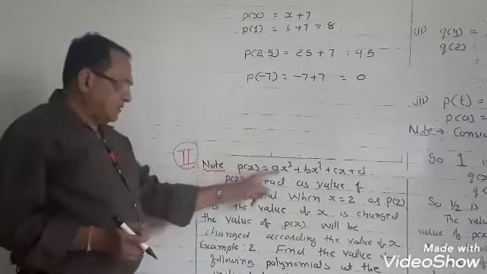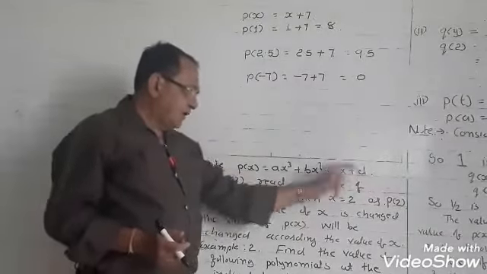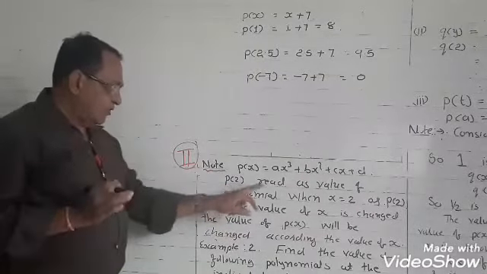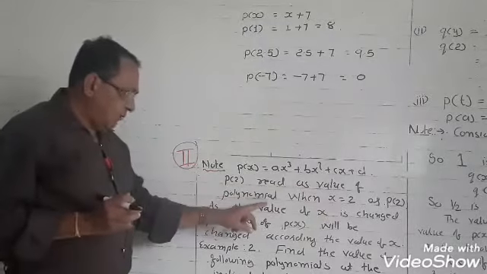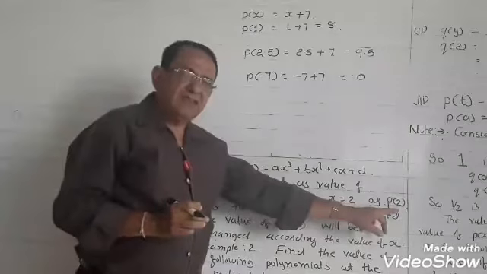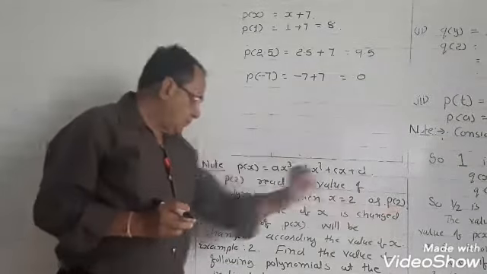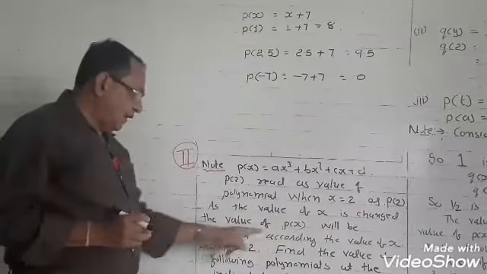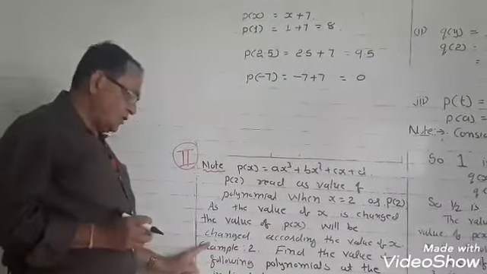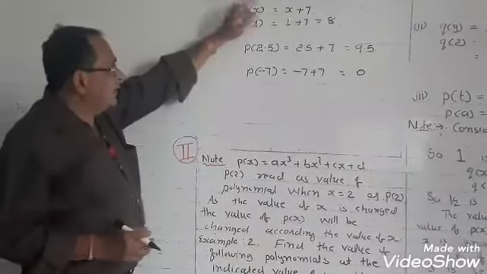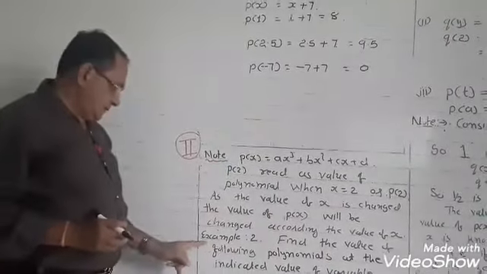Now P(x) is equal to ax cube plus bx square plus cx plus d. P(2) I have taken, read as the value of the polynomial when x is equal to 2, or we will simply read it P(2). As the value of x is changed, the value of P(x) will also change according to the value of x.